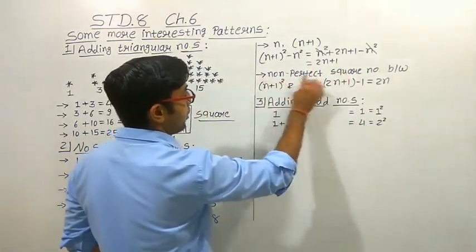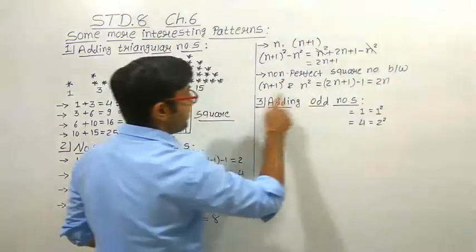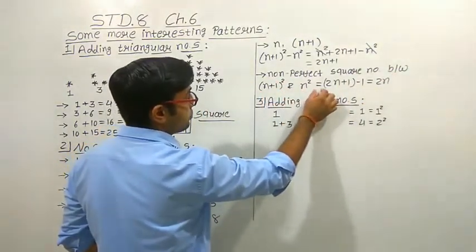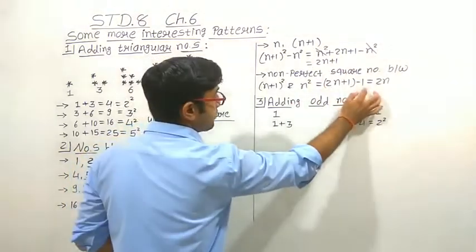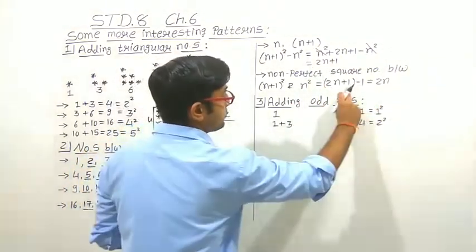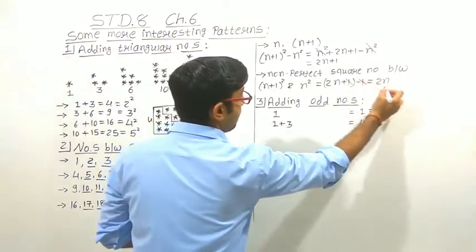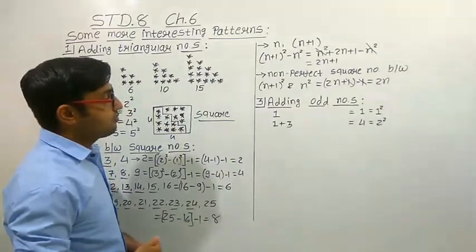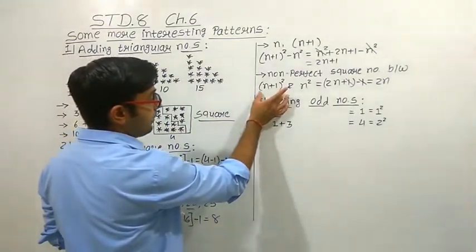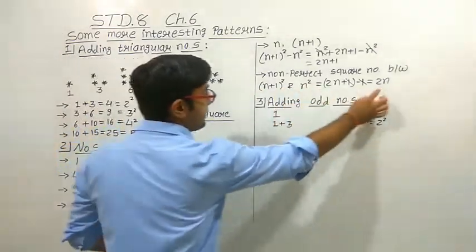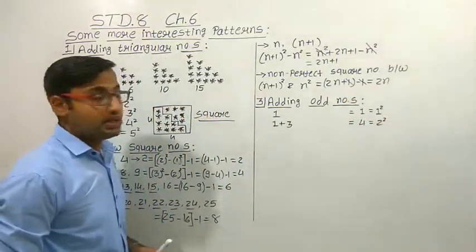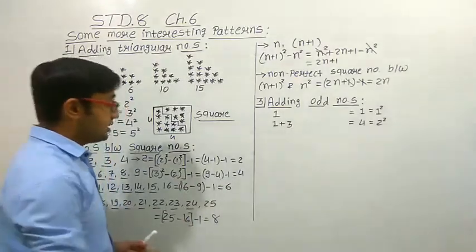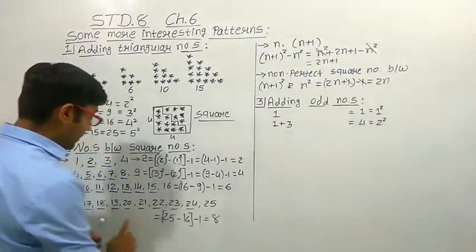So the non-perfect square numbers between n plus 1 square and n square equal 2n plus 1 minus 1, and that is what? This 1 and 1 will cancel out again, only 2n will remain. So the number of non-perfect square numbers between n plus 1 square and n square is equal to 2n. This is the general formula by which we can find the non-perfect square numbers. See, this formula we can apply here.